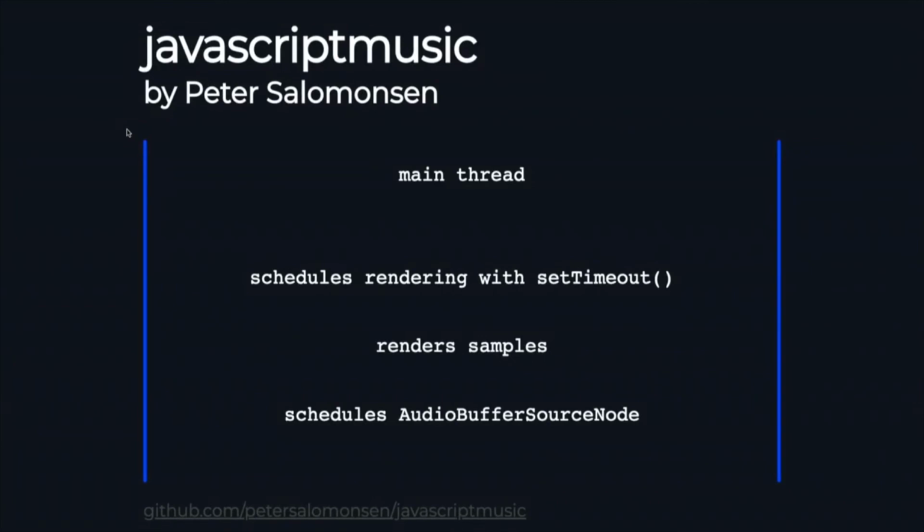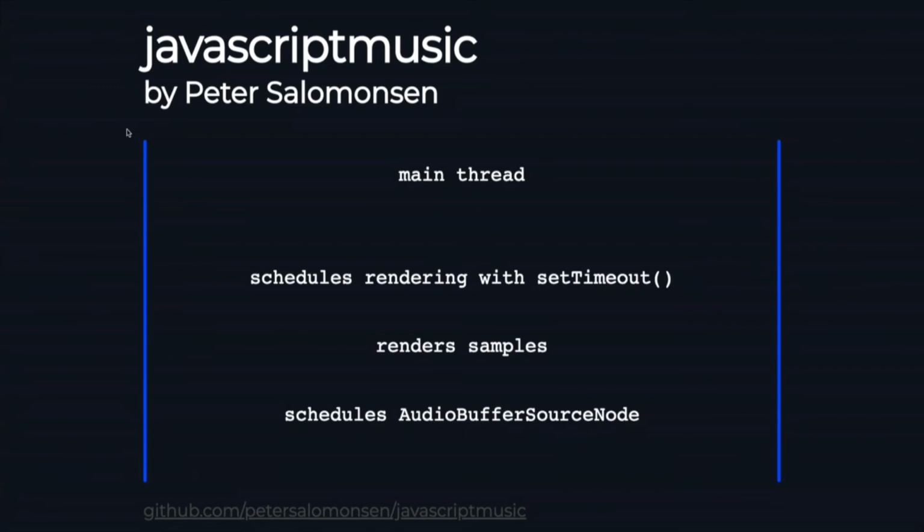And while I was researching polyfills for the talk, I found another one, which I thought was very interesting. That's by Peter Salomonsen, and it's for his JavaScriptmusic project. And he doesn't use a script processor node at all. He just has a setTimeout loop, an infinite setTimeout loop, as described in the famous article, The Tale of Two Clocks by Chris Wilson. And inside of that loop, he just renders the data, and then he schedules audio buffer source nodes. And that avoids the asynchronous calls, but it introduces a delay because you have this look-ahead when you have to fill the buffer. So it ends up being almost the same.